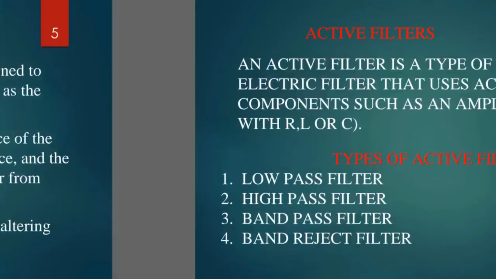Active filters. An active filter is a type of analog electric filter that uses active components such as an amplifier along with R, L, and C, where R is the resistor, L is the inductor, and C is the capacitance. Types of active filters. As I said earlier, we have four different types of filters: low pass, high pass, band pass, and band reject.